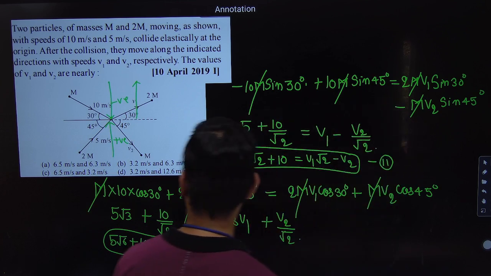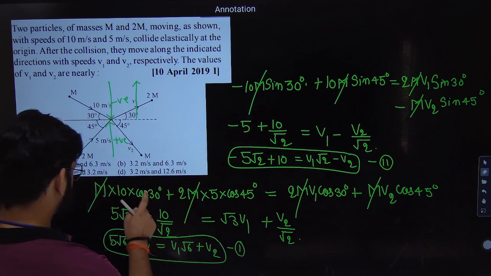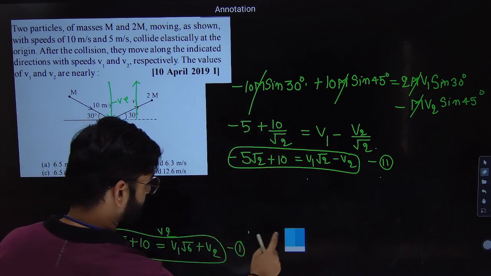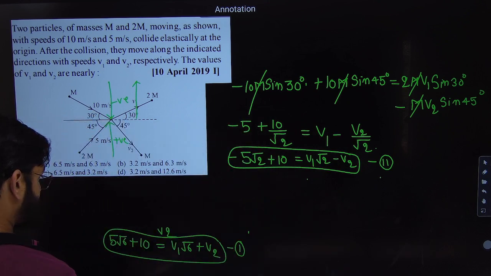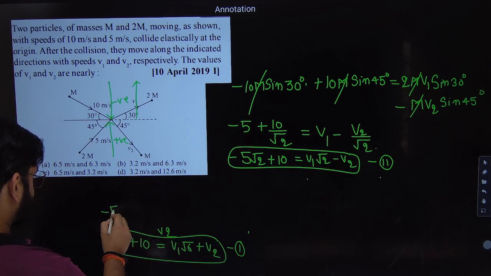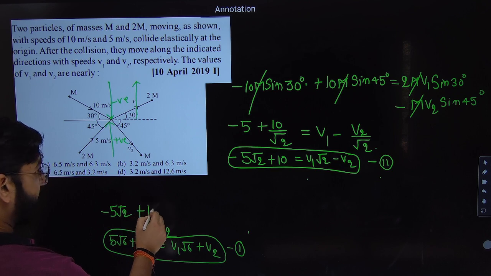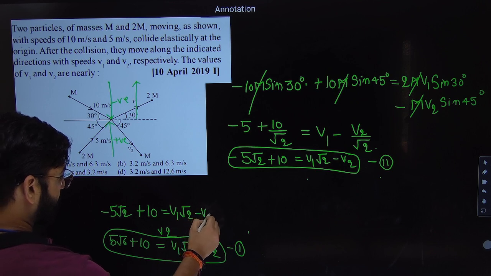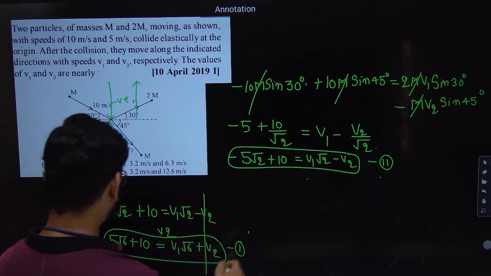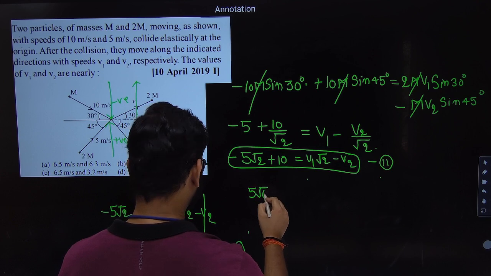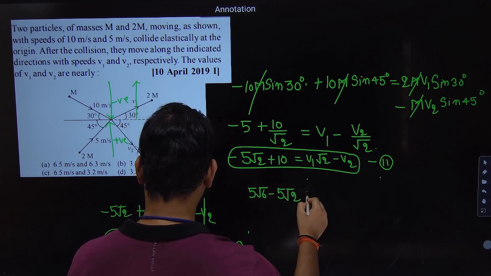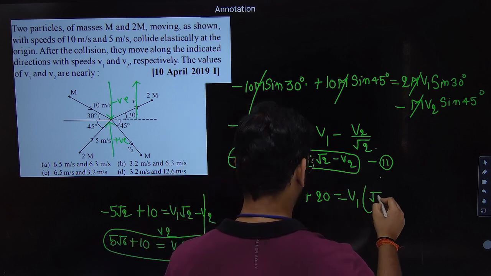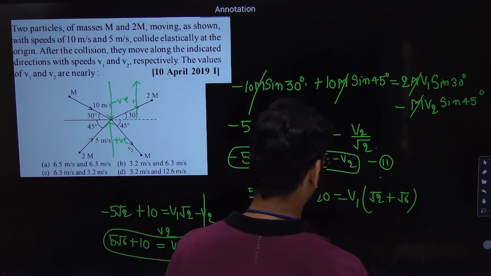I think we should get. I got only one student getting the right answer. The calculation is very lengthy. Add both: minus 5 root 2 plus 10 equal to V1 root 2 minus V2. Add both. V2 will get cancelled. So 5 root 6 minus 5 root 2 plus 10 plus 10, 20, equals V1 into root 2 plus root 6, right?